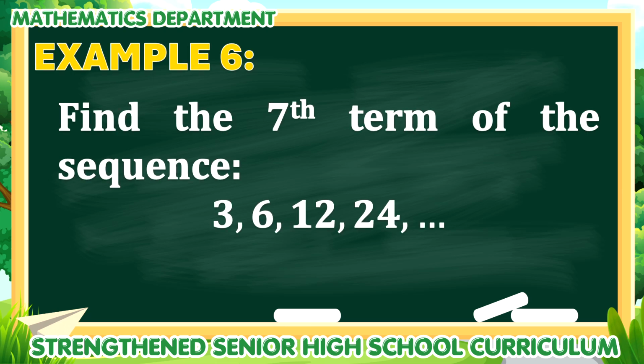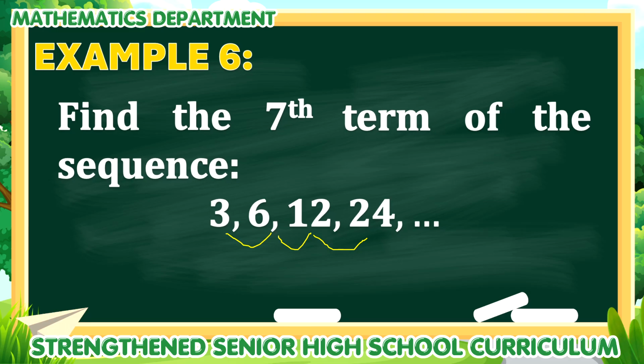Example: find the seventh term of the sequence 3, 6, 12, and 24. By inspection, we obtain our terms by multiplying the previous term by 2. For example, 3 times 2 is equal to 6, 6 times 2 is 12, and 12 times 2 gives us 24. So this is an example of a geometric sequence.